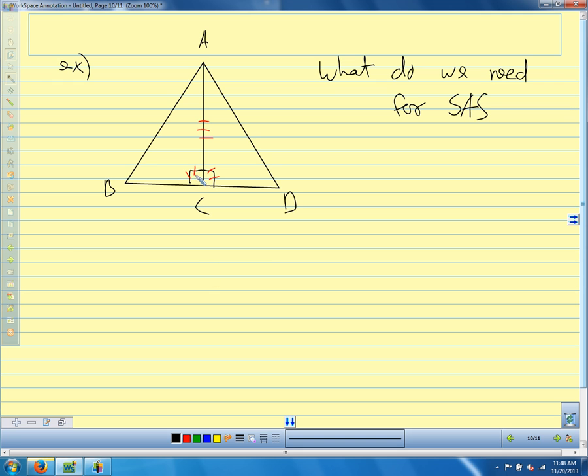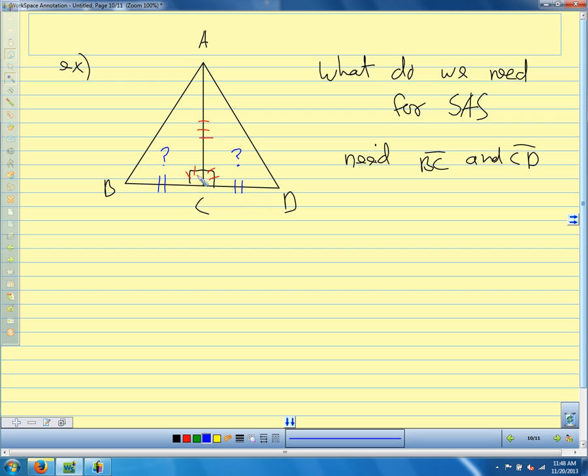This angle needs to be between the sides. So what side do we need to know on this triangle? BC, right? So we need BC, and which side is it going to compare with on this triangle? CD. We need to know something about BC and CD to decide if these two are congruent by side angle side. If we knew that this was congruent to this, I'll mark that in blue, and I'm going to say question mark. If those two were congruent, then the two triangles would be congruent by side angle side.